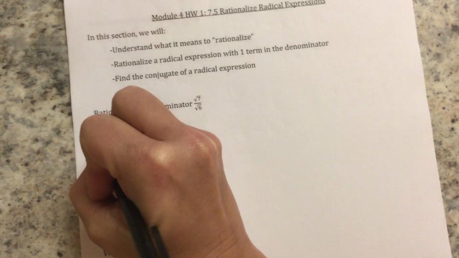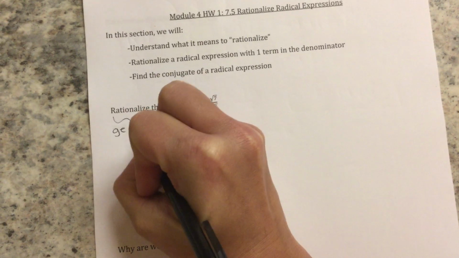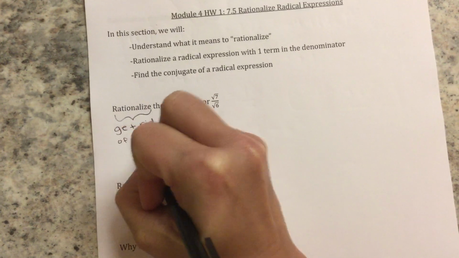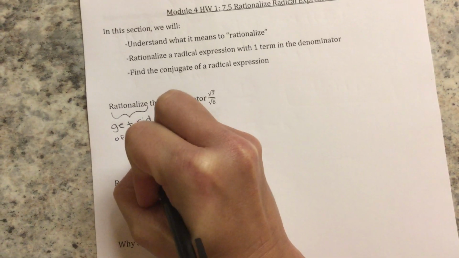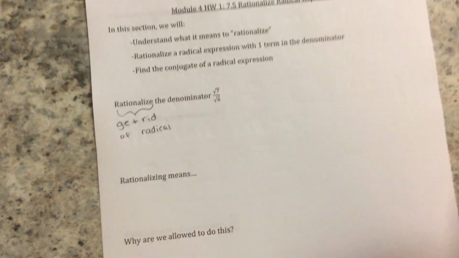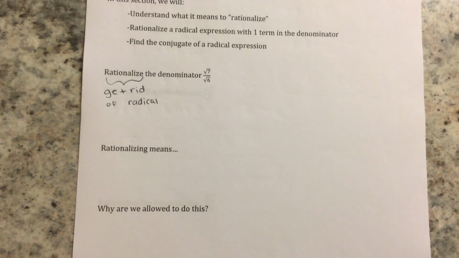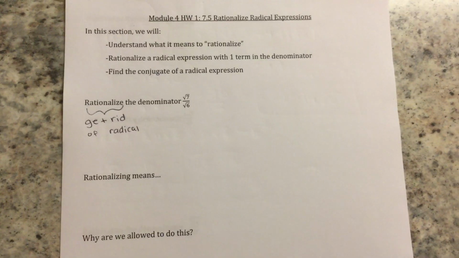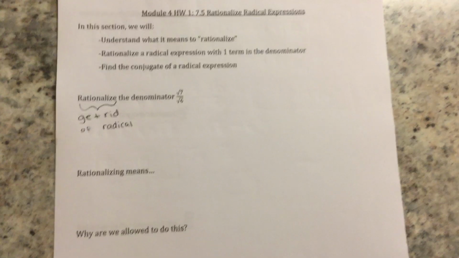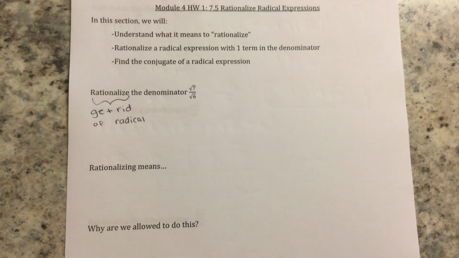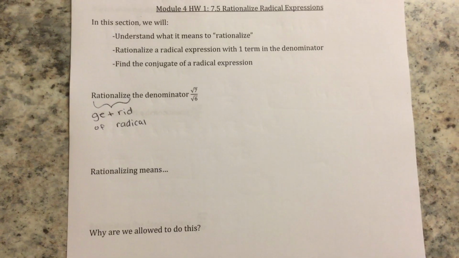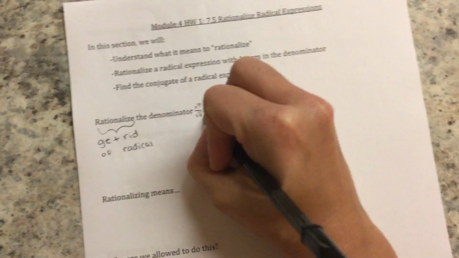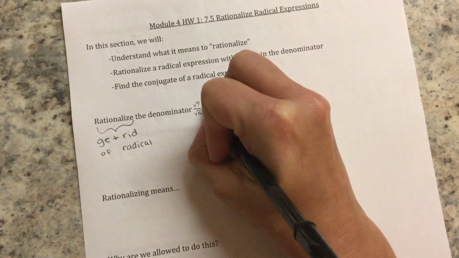So what that word rationalize means is we're going to get rid of the radical in the denominator. So I have the square root of 6. I know because it's a square root, I have to have 2 of a kind in order to come outside of the radical. So I need one more 6 underneath the radical. So I'm going to multiply the top and the bottom by the square root of 6.